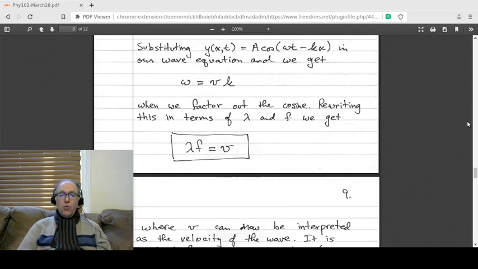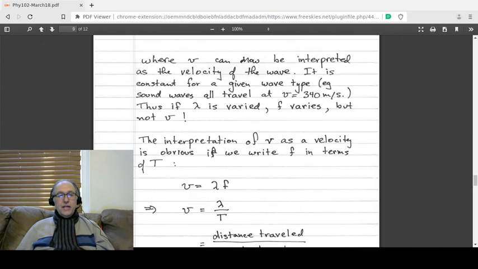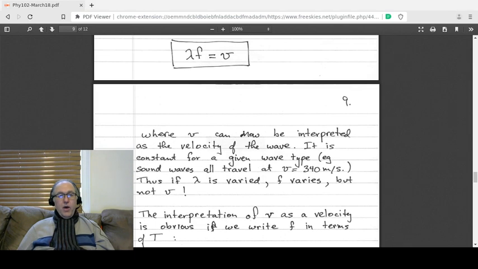I don't think it's that obvious written in terms of omega and k. So if we write omega in terms of the frequency and you write k in terms of lambda, then that equation actually looks like lambda f is equal to v. And that one is a little bit more meaningful because now you can see that v comes out as an interpretation of the velocity of the wave. Why is it obvious from that equation that v has to be the velocity of the wave?